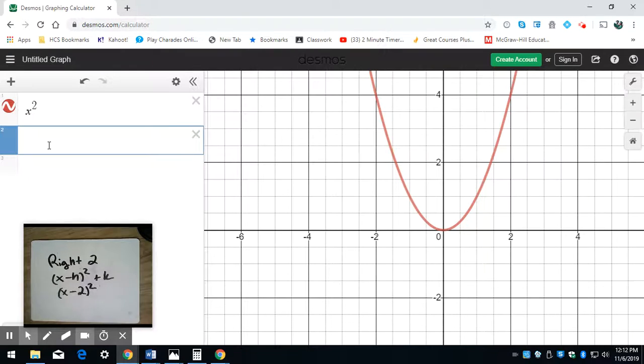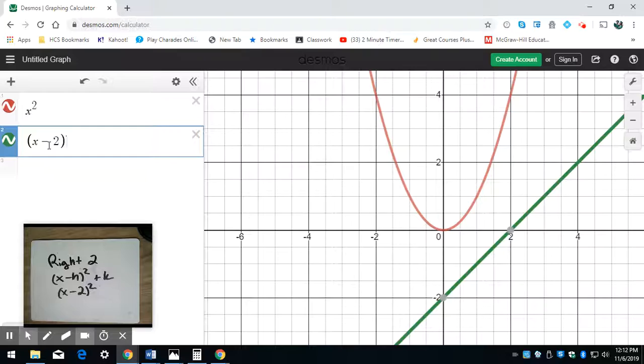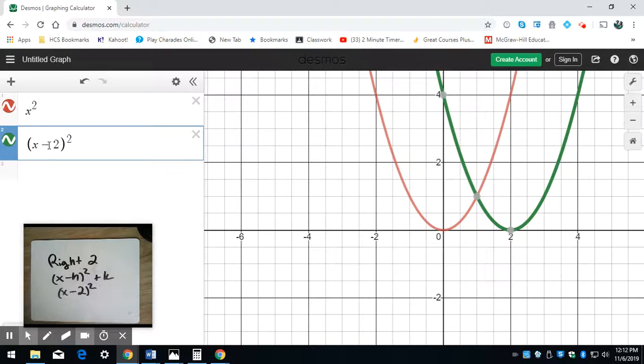So let's go ahead and put it into our Desmos. We're going to have x minus 2, and then we're going to square that. All right, and boom, as we can see, we've shifted to the right 2.